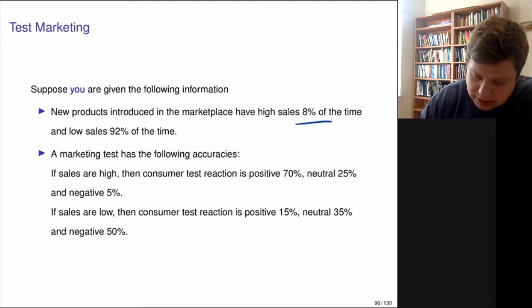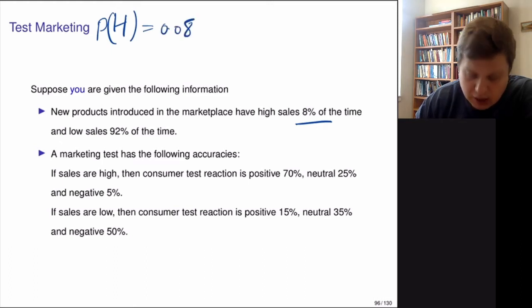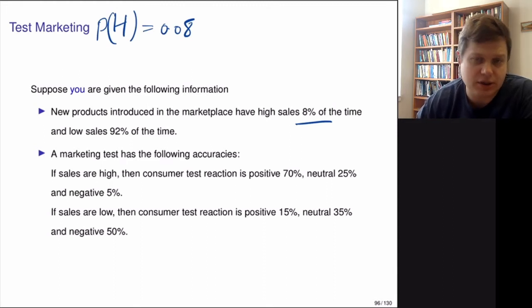So let's start introducing notation. We're going to use H for high sales, and we know that the probability that the sale is going to be high is 8%, and the rest of the time, with probability 92%, sales are low. And we also know the following things about the focus group, or we call it the marketing test here, so essentially asking the focus group for their opinion about the product.